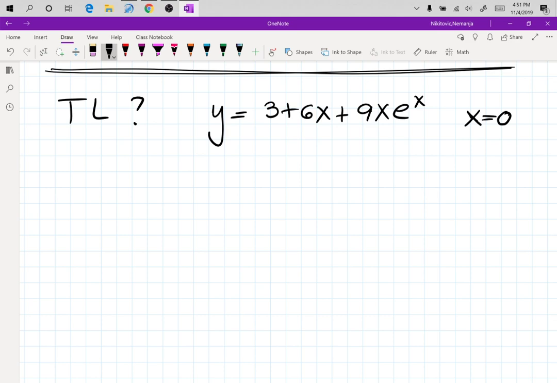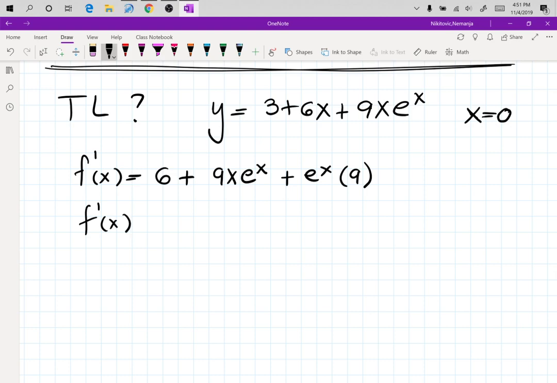Procedure for the tangent line says find the derivative. The derivative of 3 is 0, the derivative of 6x is 6, plus, and now I have a product rule. Copy the first times the derivative of the second, still e to the x, plus copy the second, e to the x, times the derivative of the first, which is 9. We can simplify this a little bit to get 6 plus 9x e to the x plus 9 e to the x.